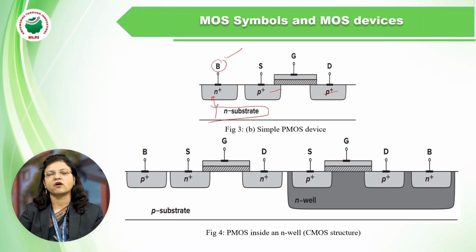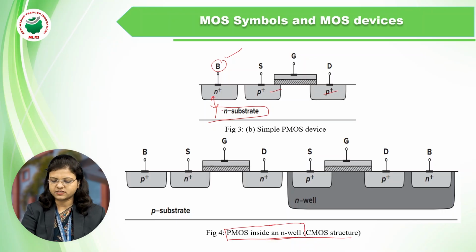Now as we are talking about the complementary metal oxide semiconductor, complementary means we are combining both NMOS as well as PMOS, and they are complementary in nature. Means at one time only NMOS will be on or PMOS will be on. Now if we consider this CMOS structure, you can find that this PMOS is inside the N well. Now why is this N well required?